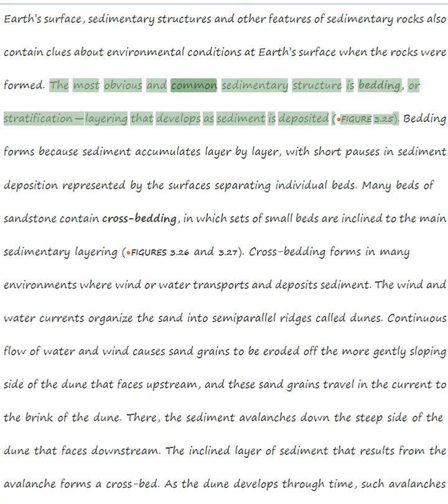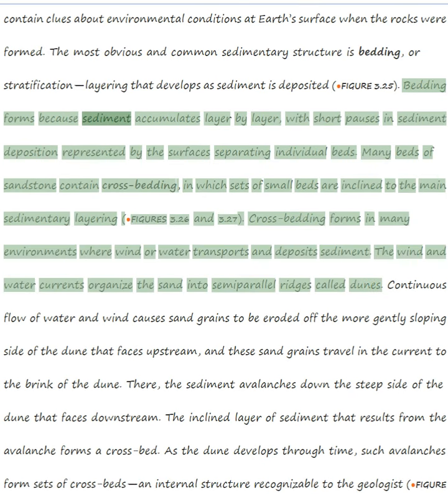The most obvious and common sedimentary structure is bedding, or stratification, layering that develops as sediment is deposited. Bedding forms because sediment accumulates layer by layer, with short pauses in sediment deposition represented by the surfaces separating individual beds. Many beds of sandstone contain cross-bedding, in which sets of small beds are inclined to the main sedimentary layering. Cross-bedding forms in many environments where wind or water transports and deposits sediment.